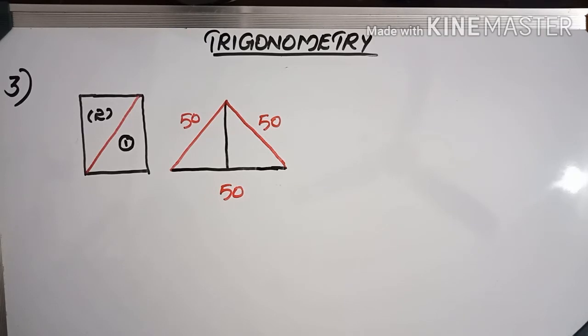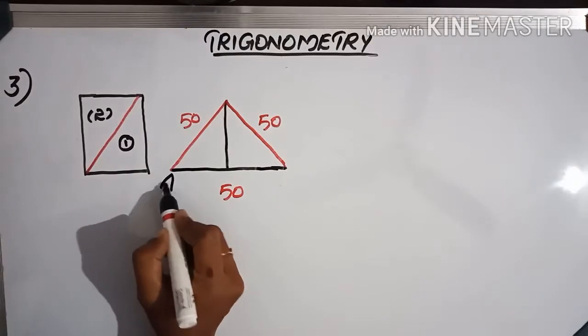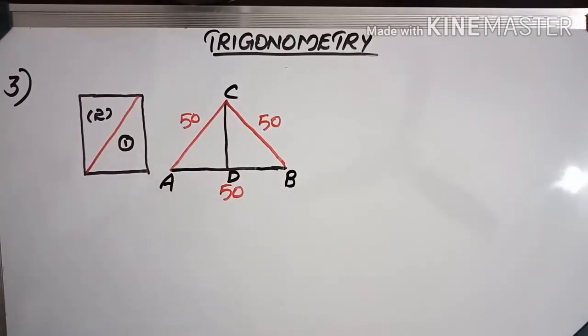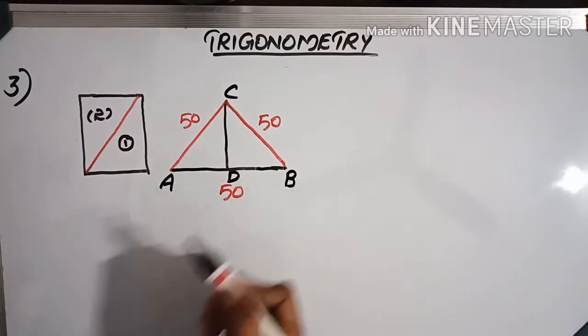Okay, now the question is, what is the length and breadth of this rectangle? The rectangle's length and breadth we have to find. Now consider this triangle. Let's mark the points as A, B, C and D. Here AB is 50 cm.